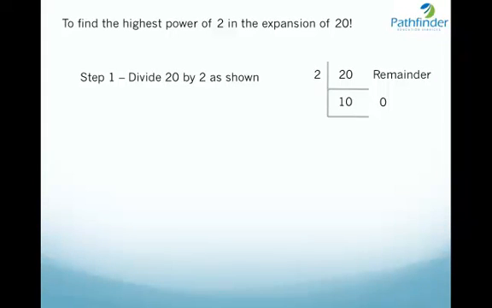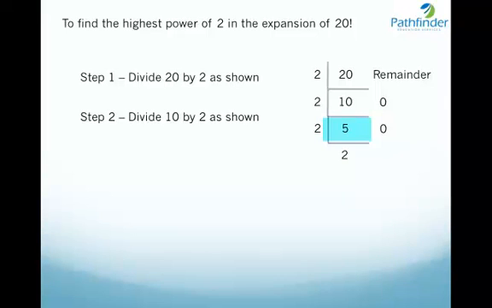Now divide the first quotient that we got, 10, by 2 once again, and we get the quotient as 5 and the remainder as 0. Divide 5 by 2 and we get quotient as 2 and the remainder is 1. Divide 2 by 2, we get 1 as the quotient and the remainder is 0. Now you can see that 1 cannot be divided by 2 any further. So the process stops here.